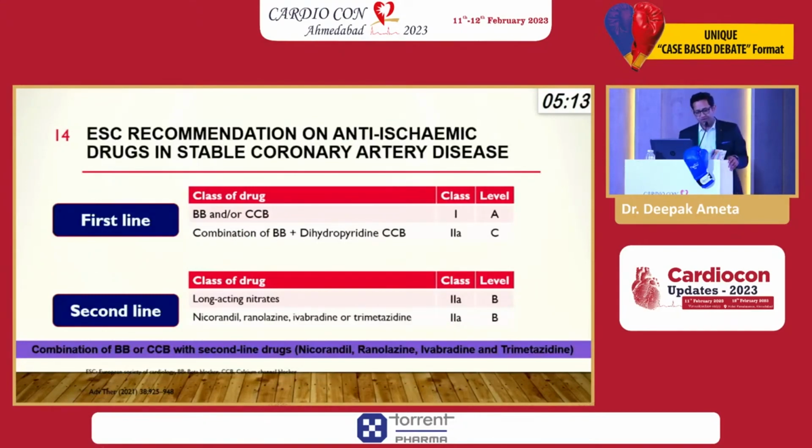After all these trials, the ESC guidelines have mentioned the first line. We all know that beta blockers are first line, CCBs are first line, and the combination is class 2A. And for second line drugs, the first is long-acting nitrates, which is class 2A. And if the patient is not able to tolerate beta blockers, CCBs, or long-acting nitrates, or if he's symptomatic on all of these, we can use nicorandil, ranolazine, ivabradine, or trimetazidine as class 2A, level B.